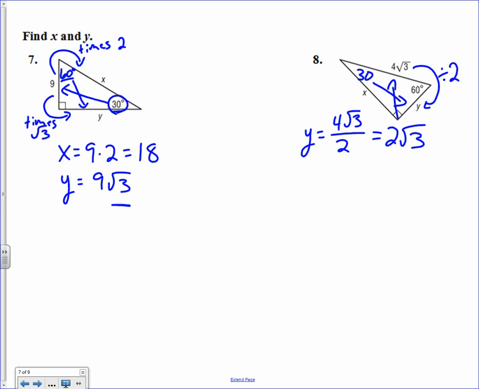And then for x, we are going to multiply by root 3 because we're going to the long side, so we multiply by the square root of 3. So x is 2 root 3 times the square root of 3, which gives us 2 times 3 because root 3 times root 3 is 3. And we get x is 6.